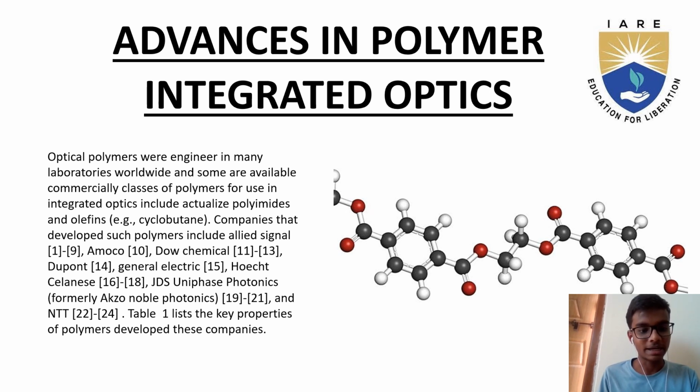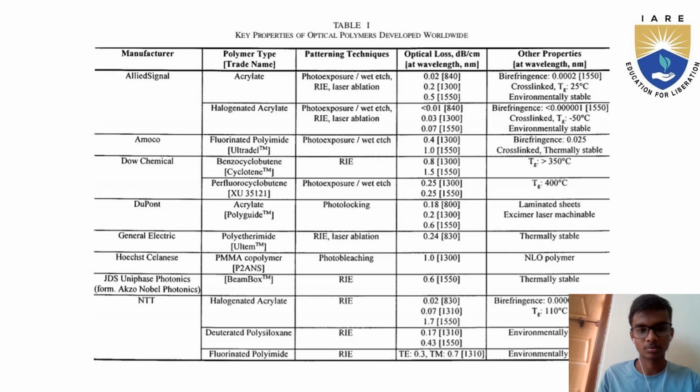They include Allied Signal, Amoco, Dow Chemical, DuPont, General Electric, JDS Uniphase, Photonics, etc. Such companies and the properties of their polymers are tabulated in Table 1. Table 1 shows the manufacturer, polymer type, patterning techniques, optical loss, and other properties of the polymers. We can see many companies like Allied Signal, Amoco, Dow Chemical, DuPont, etc.